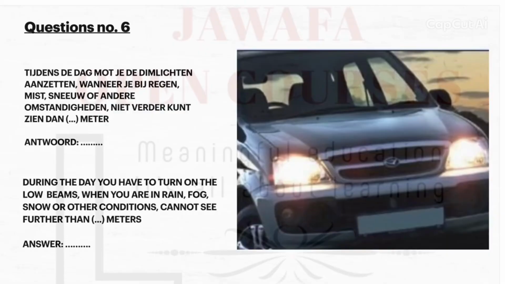Question number 6, when you're driving during the daytime, in daylight, and there's rain, fog, or snow, or any other such condition, and you have to turn on your low beam because you can't see properly, up to how many meters? You need to give the correct answer here. Below how many meters of visibility should you turn on your low beam during the daytime?